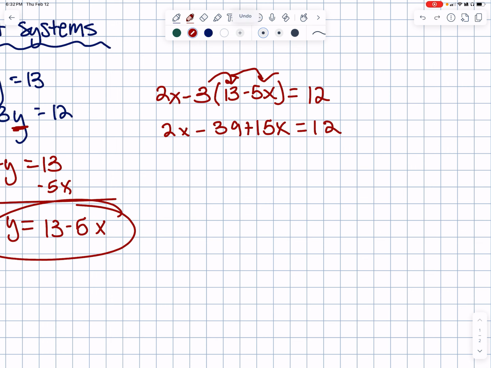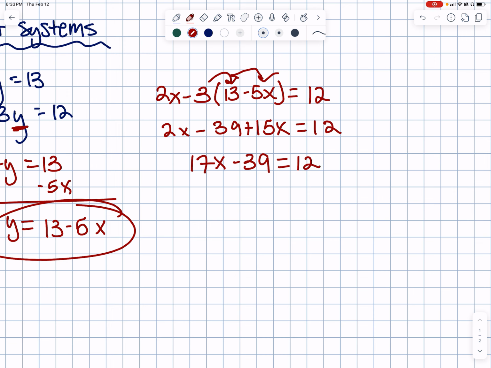So 2x is positive, okay? And 15x is positive, okay? We're gonna combine like terms. When we're combining like terms on the same side, you can add them together. You don't have to do the opposite. That's where you guys get confused. So let's go ahead and add that. So 2 plus 15 is 17x. So let's go ahead and rewrite that. 17x minus 39 equals 12, okay?